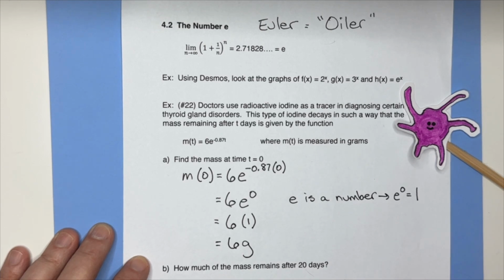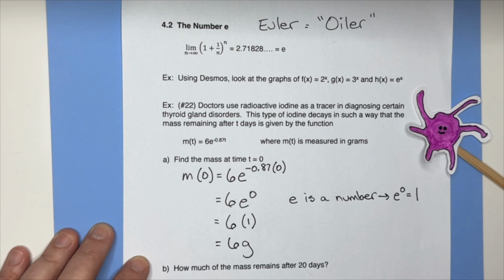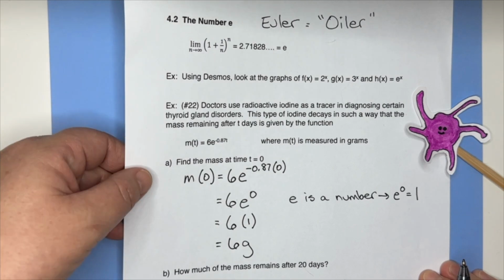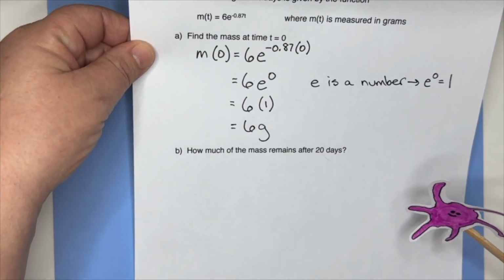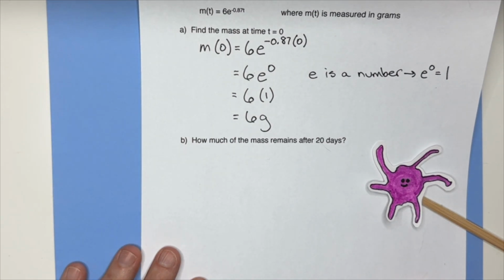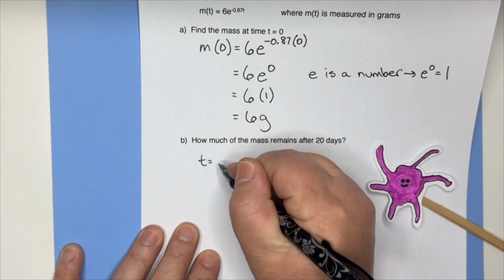And that's it. So hopefully, again, some of these word problems look intimidating, but they're going to hopefully start to feel like they have a lot in common. So once you've done one, the next one is going to look very familiar. And they're really actually very useful for measuring what's going to happen. So the next question is, how much of the mass remains after 20 days? So I want to know T equals 20.